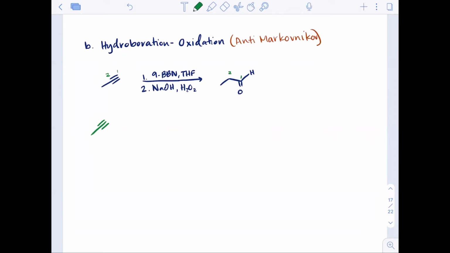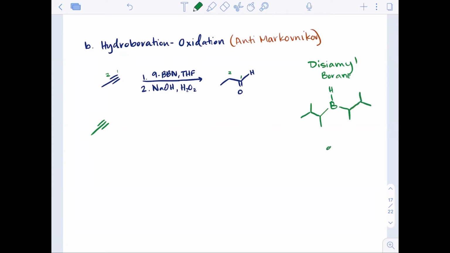Normally, we use 9-BBN. We can also use dicyamyl borane. Let's just draw a couple of these structures. It's not necessary that you draw these structures yourself, but what I want to think about is how the size of the boron molecule has changed from chapter 8 to chapter 9.